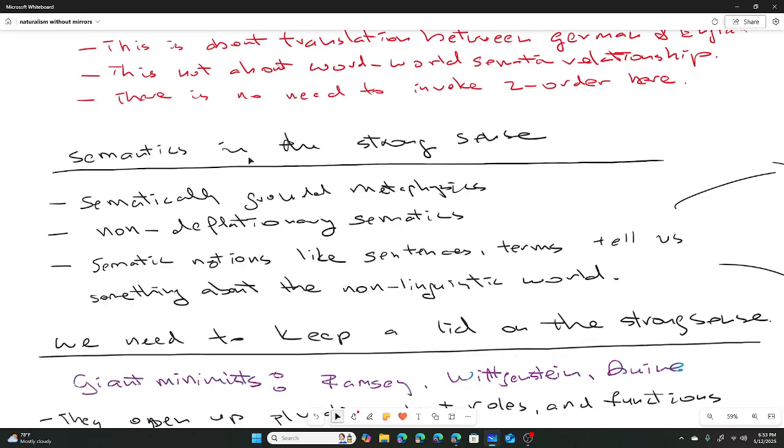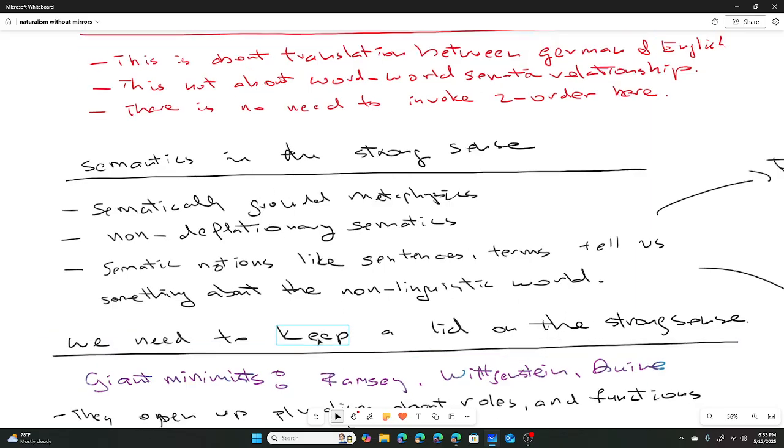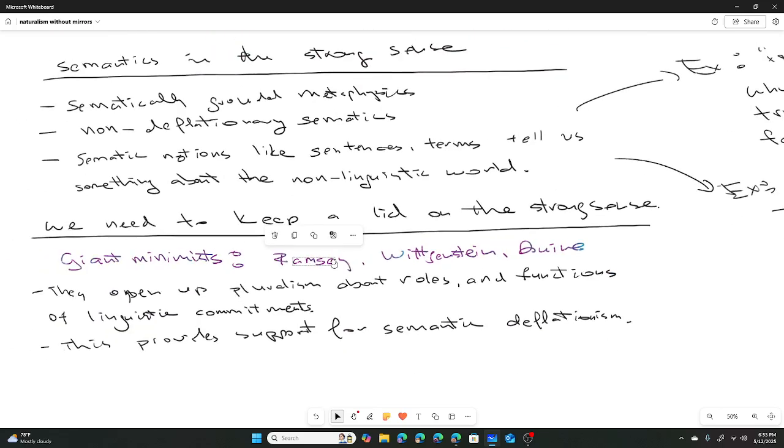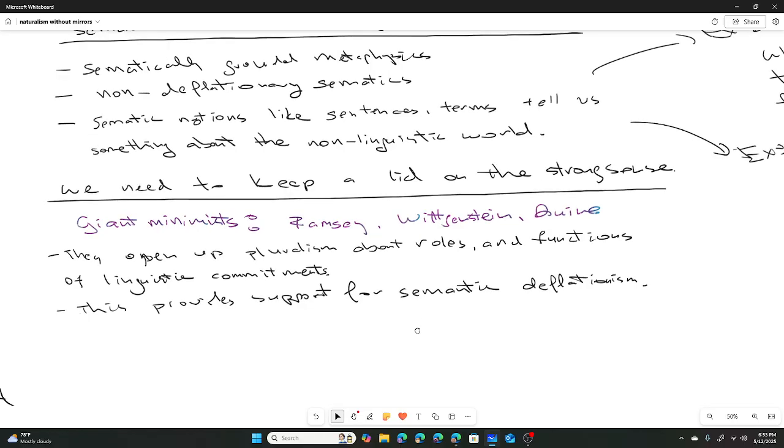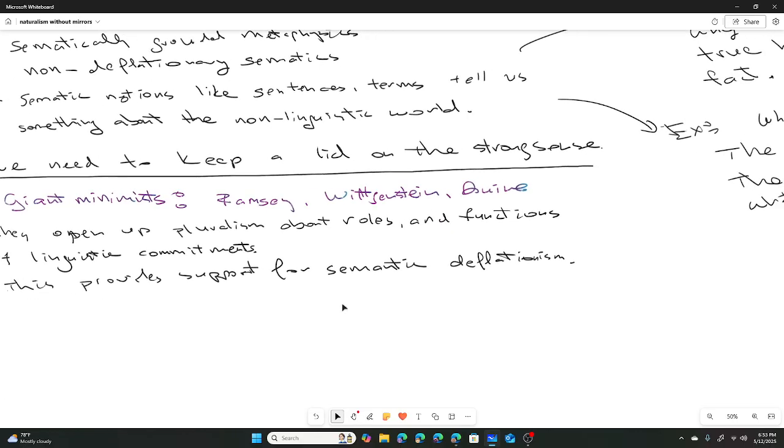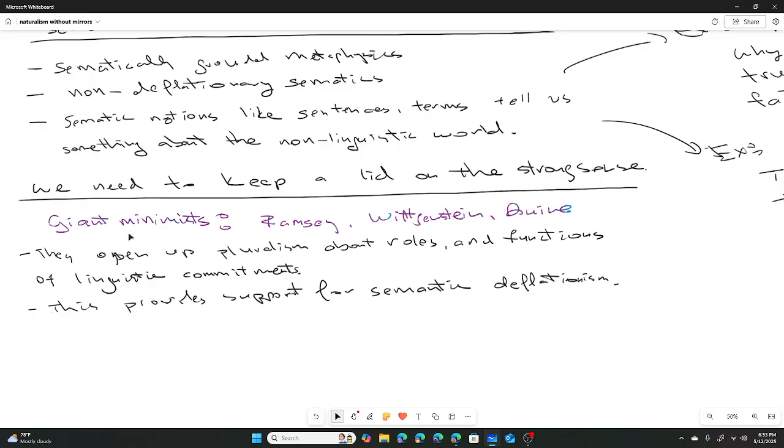So the author is saying that we should not do that. We should keep a lid on the strong sense of semantics here. And the author provides a couple of what he calls allies, the minimalists, right? And he gives some examples of minimalists like Ramsey, Wittgenstein, and Quine. According to the author, they open up a pluralism about roles and functions of linguistic commitments.